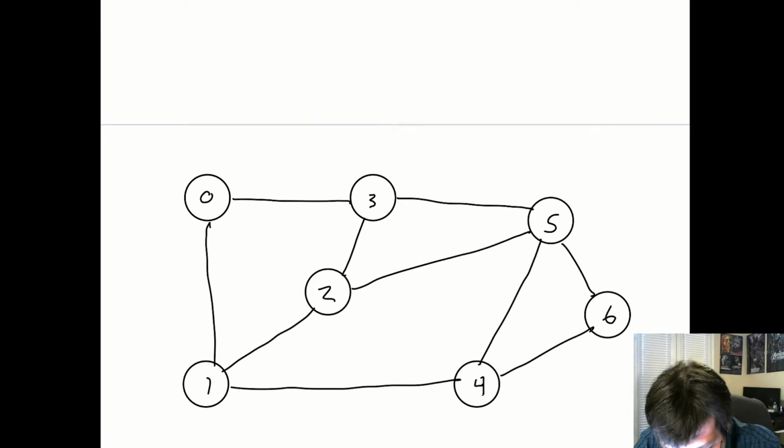All right, so here we have a graph, and it's going to be a weighted graph, so I'm going to put in a couple of weights in here.